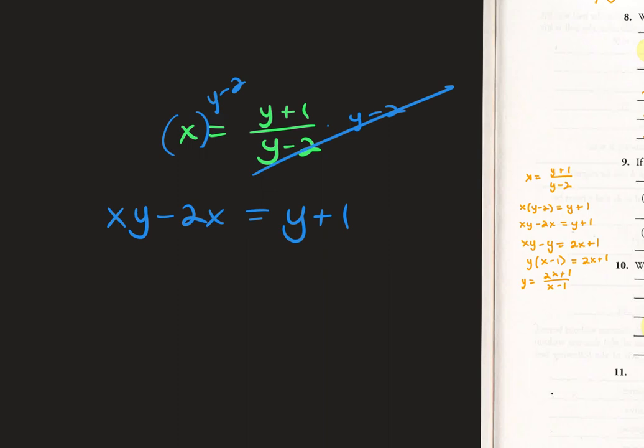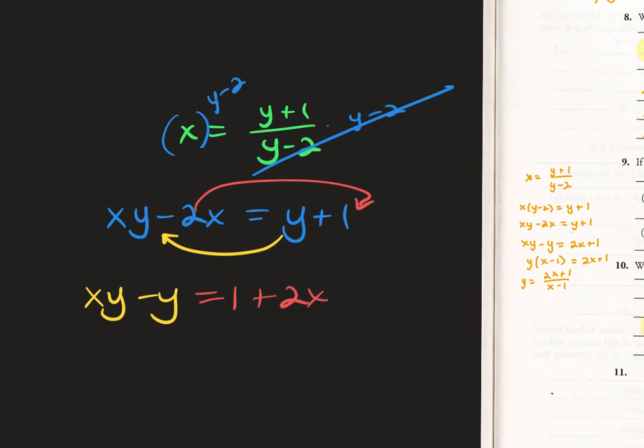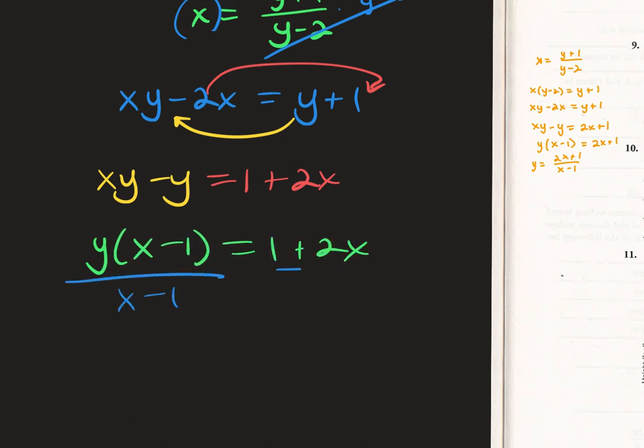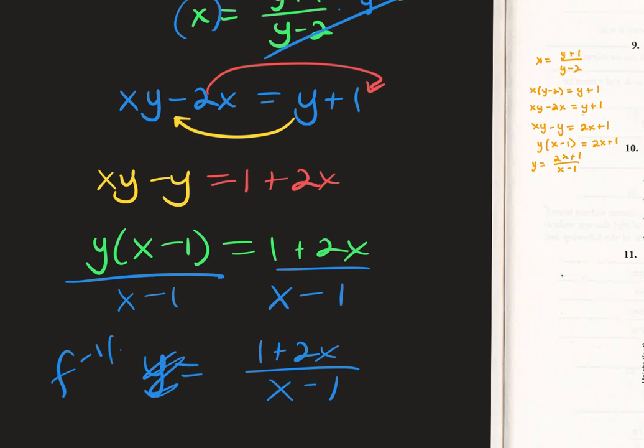And then as soon as you see there's two of the same variable, and that's what you're trying to solve for, you have to get those terms to the same side and the other two to the other side. So I'm moving this y over here, xy minus y, and I'm moving the 2x to the other side. 1 plus 2x or 2x plus 1, that order doesn't matter. Then I want to factor out the y, y times x minus 1 equals 1 plus 2x, and then divide by it. So y equals 1 plus 2x over x minus 1, and this becomes f negative 1.